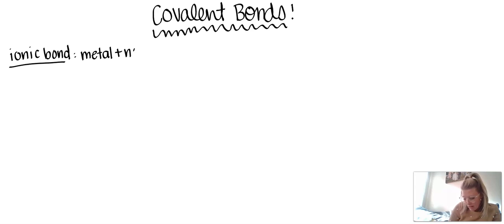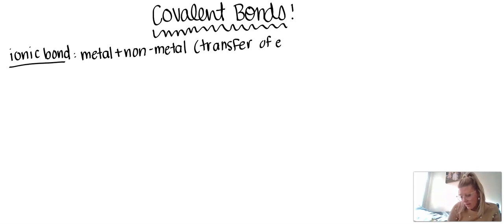A metal and a non-metal, and it involves the transfer of electrons, meaning the metal is going to donate its electron to the non-metal. So I want us to review and really think about, why is that the case? Why does the metal donate its electron to the non-metal?